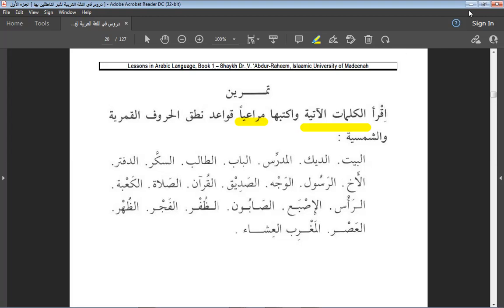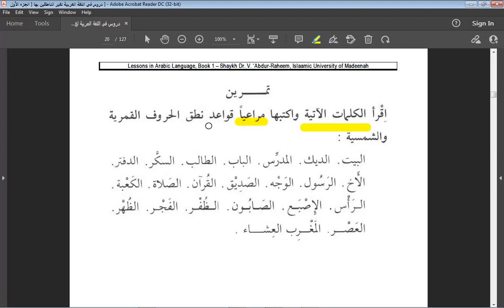Okay, it says, اِقْرَأَ الْكَلِمَاتِ الْآتِيَةَ وَاكْتُبْهَا, read the following words and write them. مُرَاعِيًا, being careful about, paying attention to. Qawaid, the laws. Qawaid is the plural; the singular is qaida. The plural is qawaid, laws.